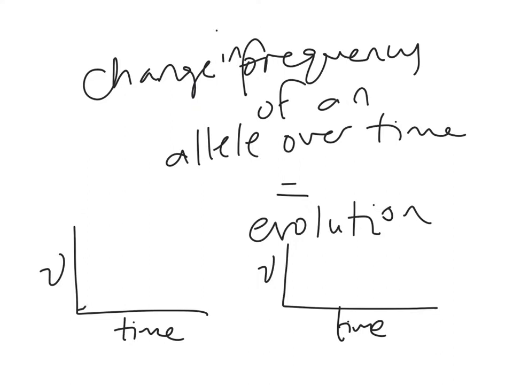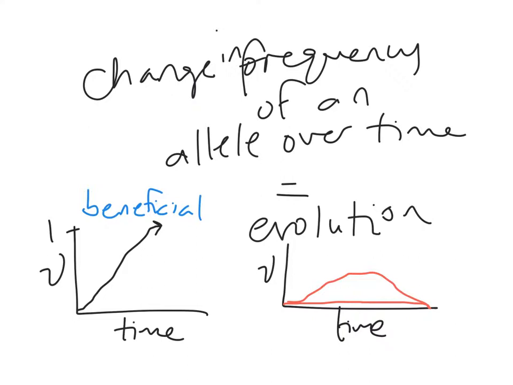So you always start out with a small frequency. If it increases over time to 100%, then that looks like a beneficial mutation. And if it starts and doesn't go anywhere and then goes to zero, or it starts and it climbs but then it goes to zero, those could be evidence for deleterious mutations, bad mutations. So from here on out, we're going to be talking about measuring allele frequencies in a population and seeing what they do. That's sort of a long-term view.